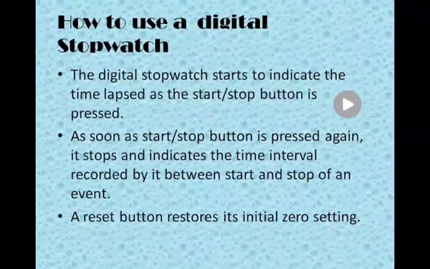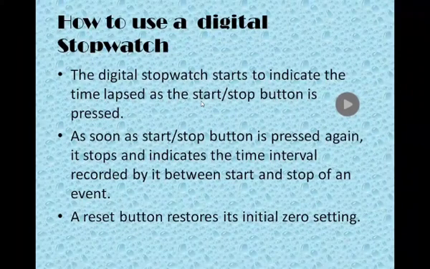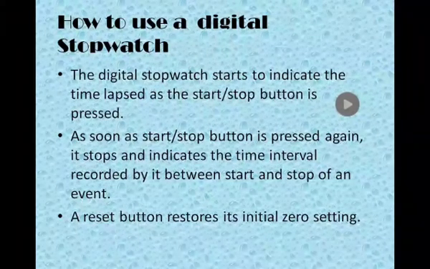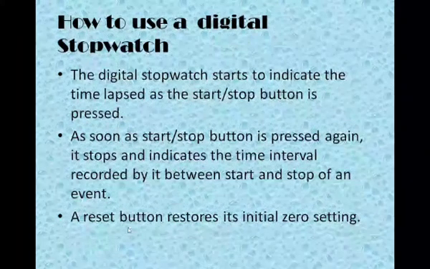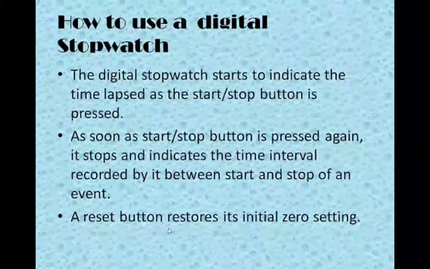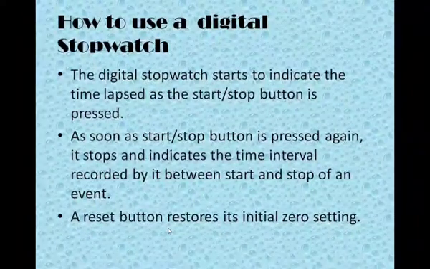It means that we have a start and stop button. If we press the start and stop button one time, then the watch starts working. But when we press the start and stop button a second time, it stops working. And a reset button restores its initial zero setting. In this digital stopwatch, when we press the reset button, just like the mechanical stopwatch, it restores its original zero setting.